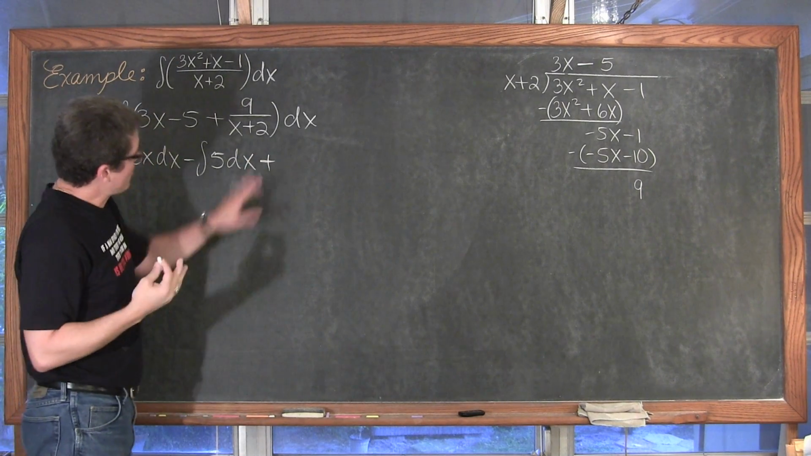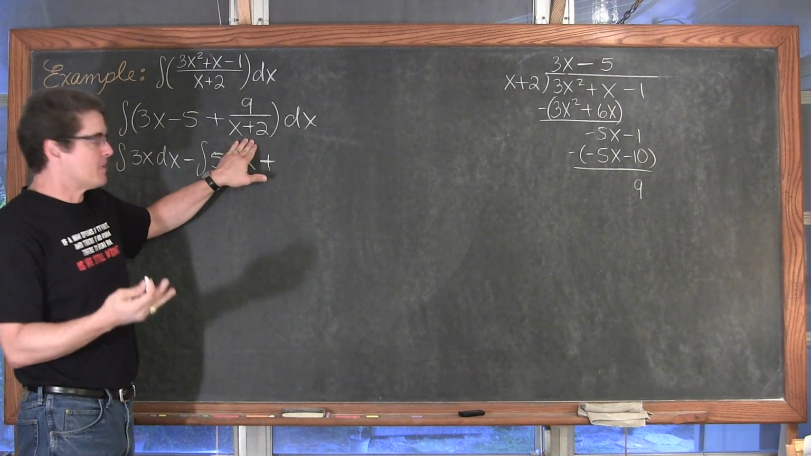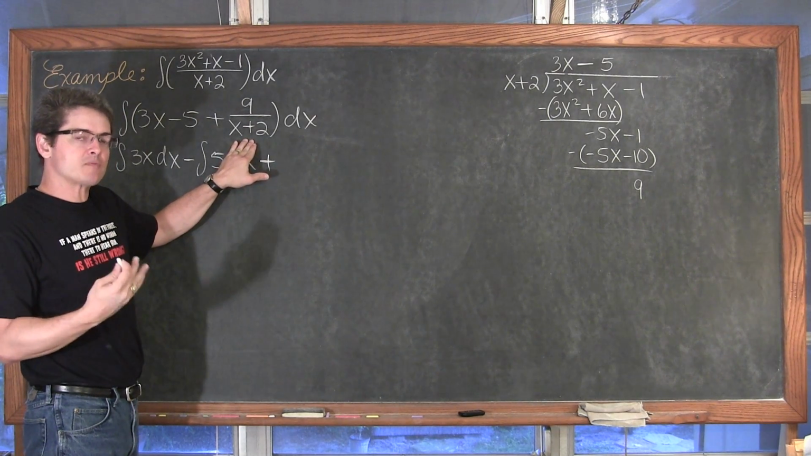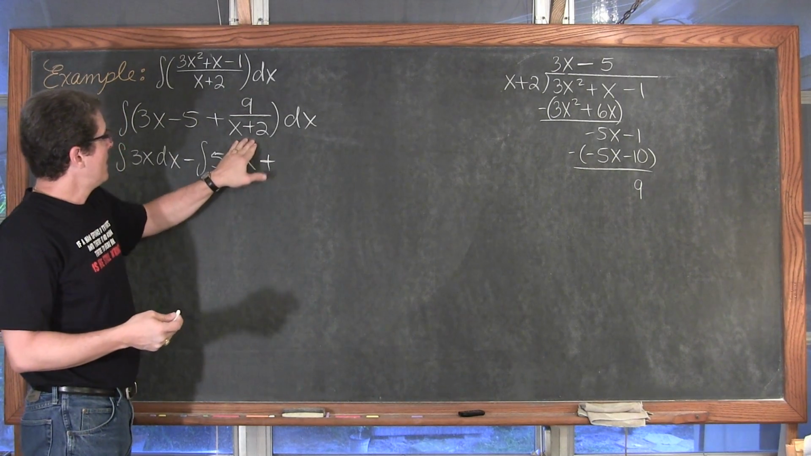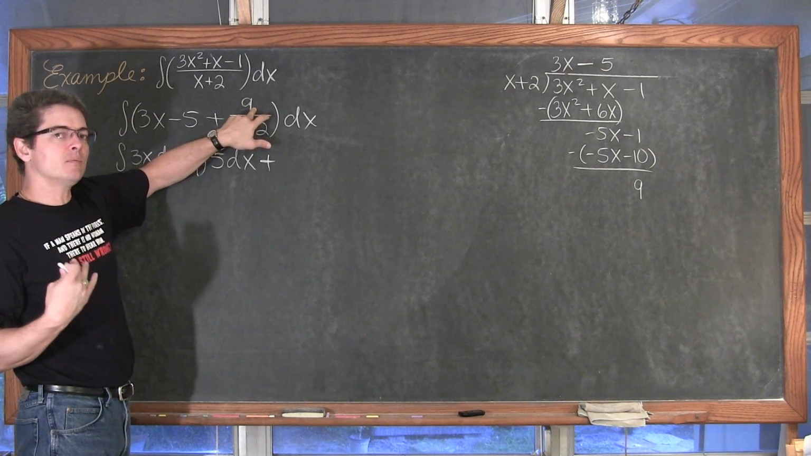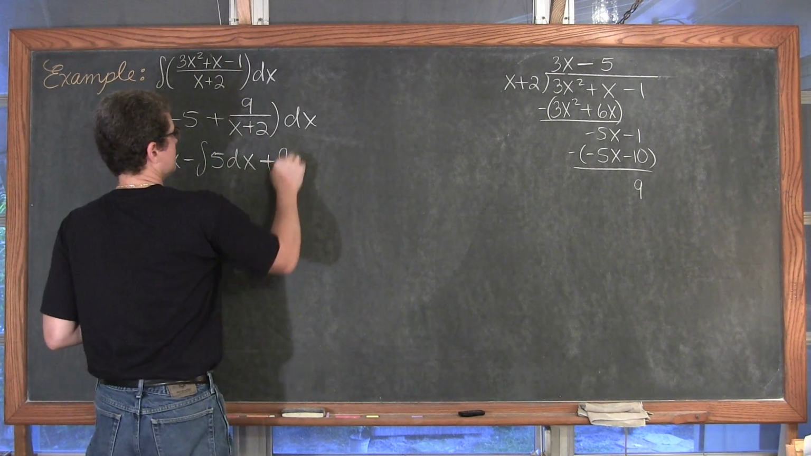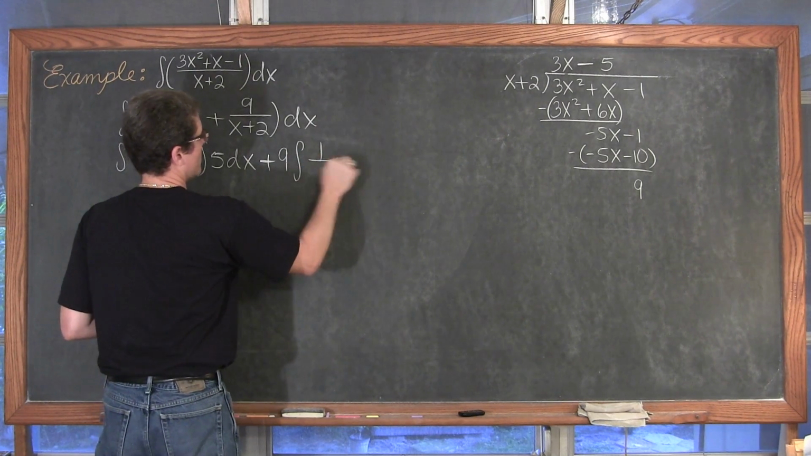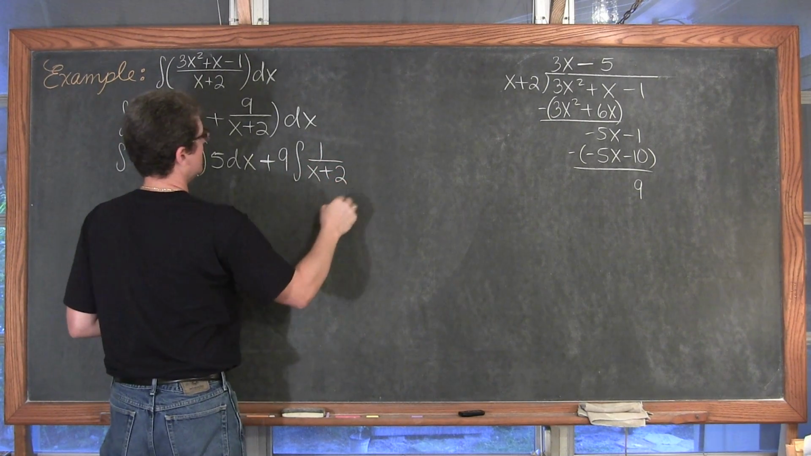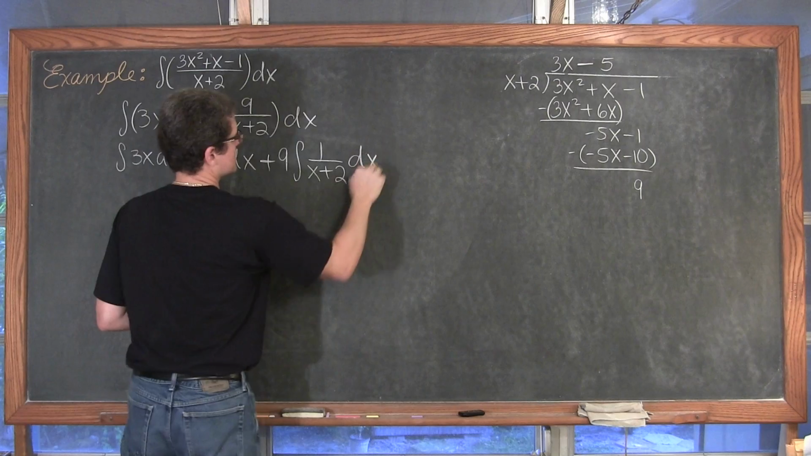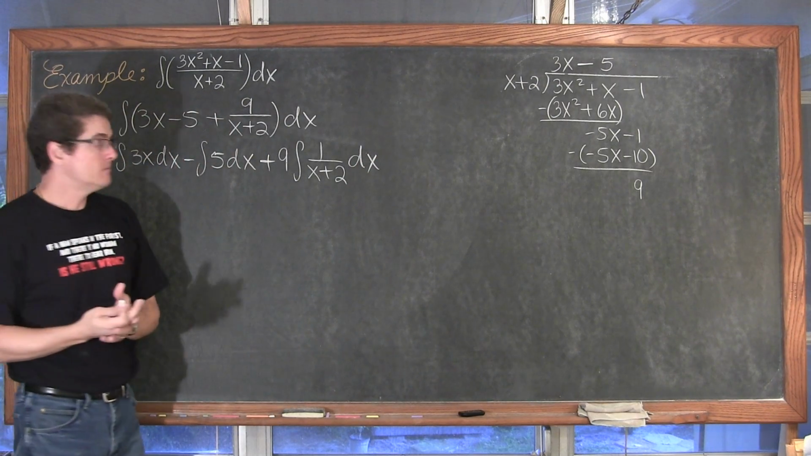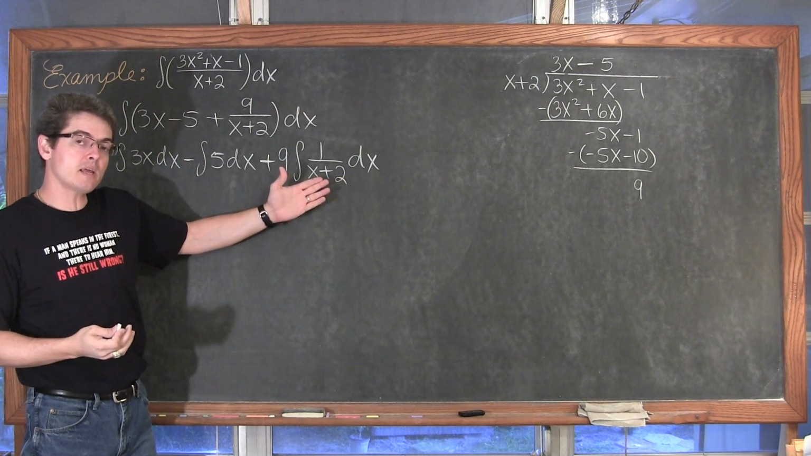well, at this point, I'm looking at the denominator right now, and it's x plus 2. Now, I know the derivative of x plus 2 is equal to 1. So I can either leave the 9 up there and deal with it later, or I can move the 9 in front of the integration symbol and write 9 times the indefinite integral of 1 over x plus 2 dx. Now, again, do you recognize one of the rules I gave you?